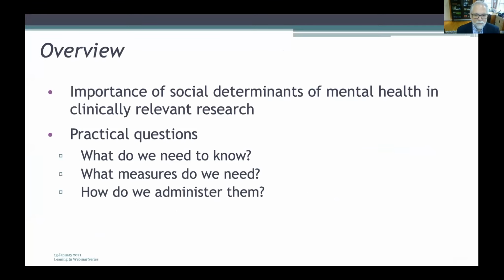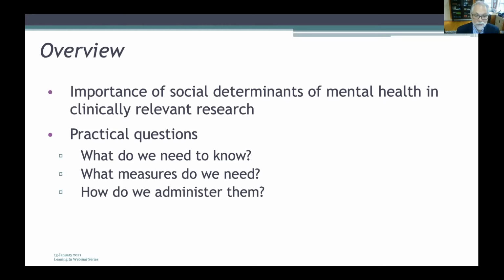So this is an overview of what I'm going to be talking about in about 15 minutes, I hope. I'm going to focus on one particular type of variable that can be very helpful for subgroup analysis, and that is social determinants of health. In this case, mental health is one of the specific examples.